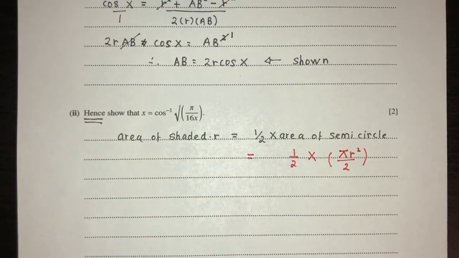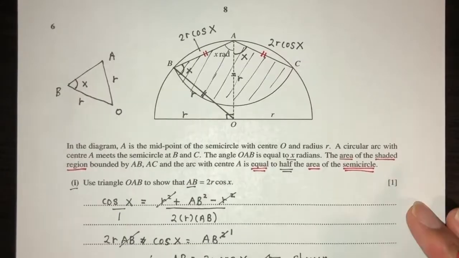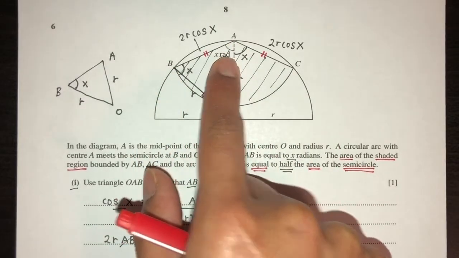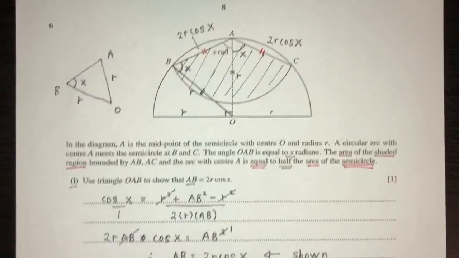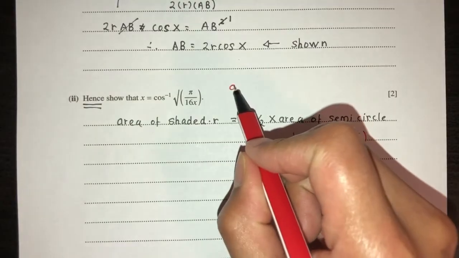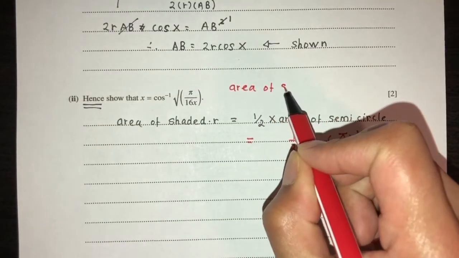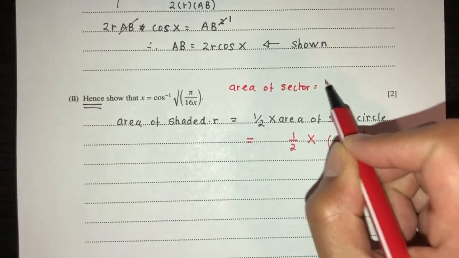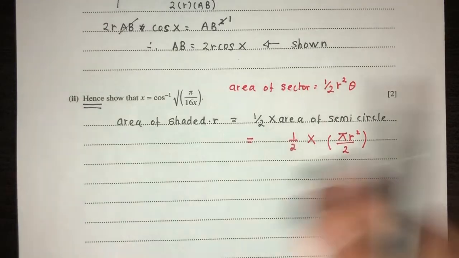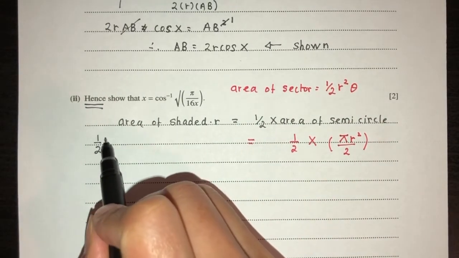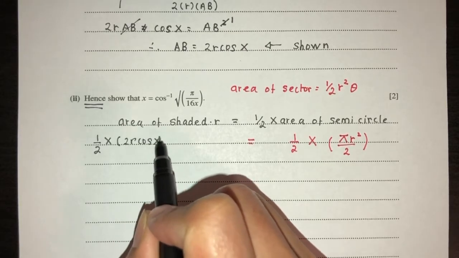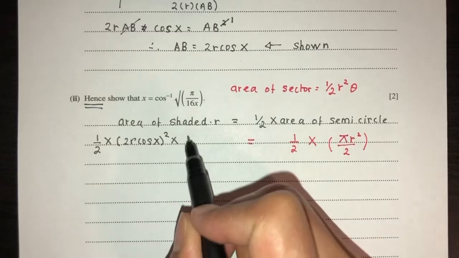And what is the area of the shaded region? As you can see, we have a sector ACB, angle 2x, and radius 2r cos x. So we have to find the area using the formula: area of sector is equal to half r squared theta, where theta is the angle and r is your radius. So that will be half times 2r cos x all squared, times the angle, which is 2x.